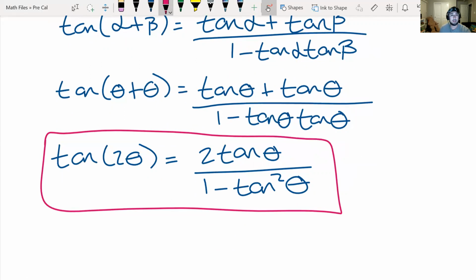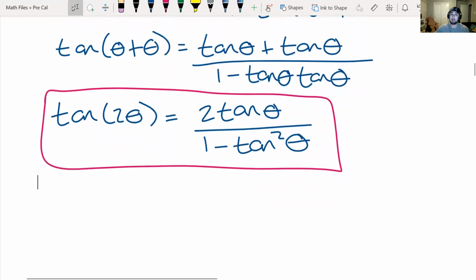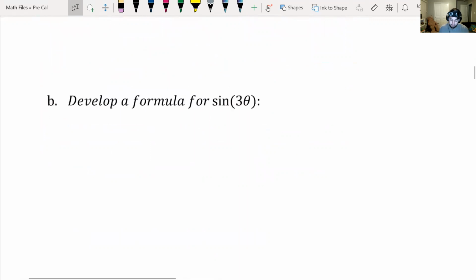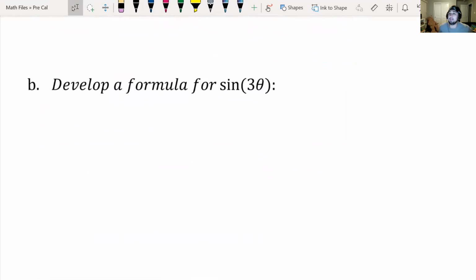All right, what's that now? We're up to 11 formulas so far, right? That was the 5th formula we just created today. Whew, so many. Okay, so that is a double angle formula for tangent. What's next? Now, let's develop a formula for sine of 3 theta. Oh my goodness, so many formulas.